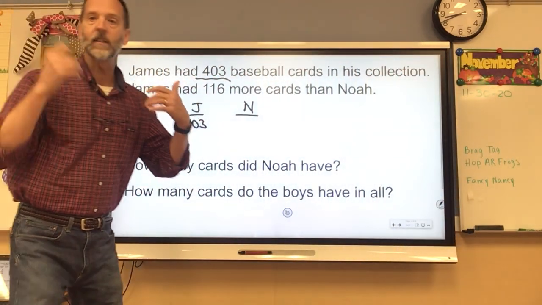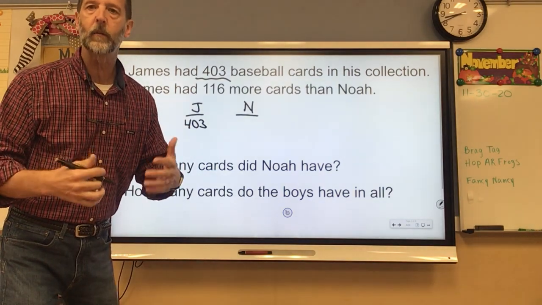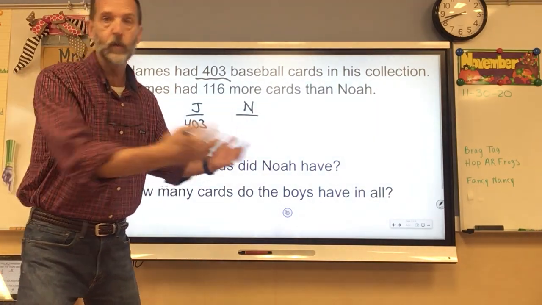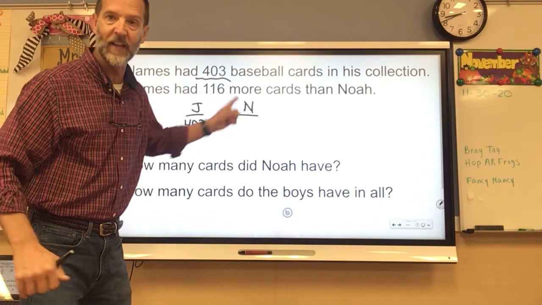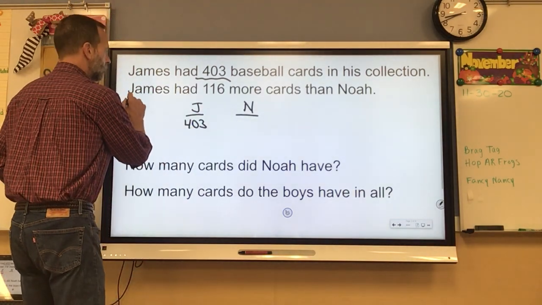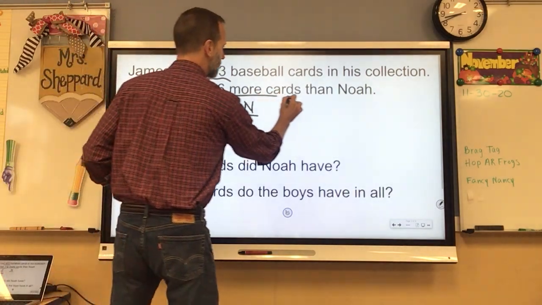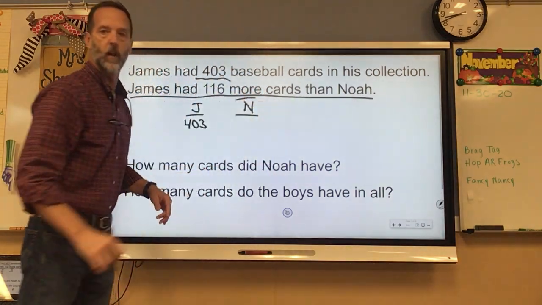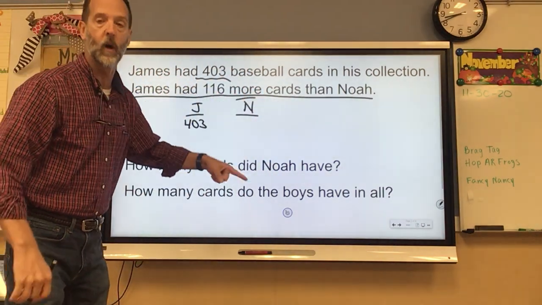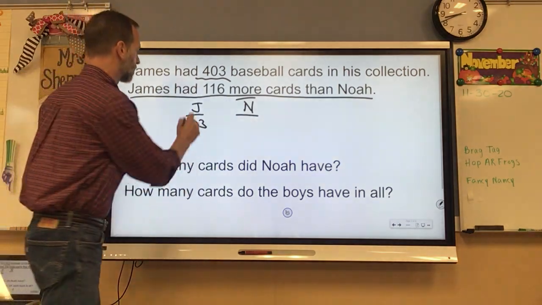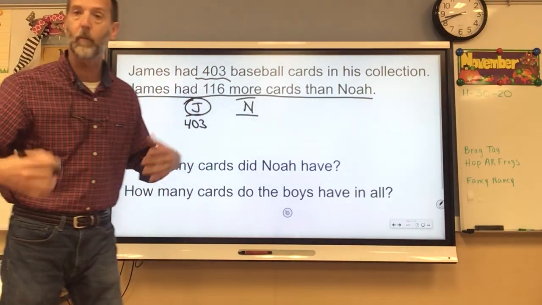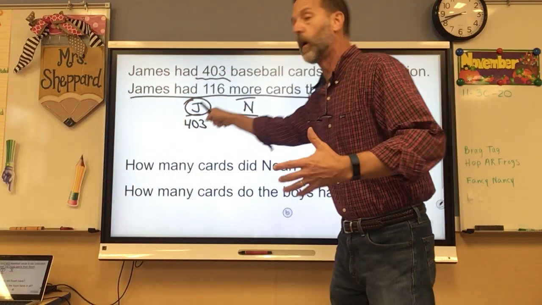Now the next sentence is really important because the next sentence is going to tell me what the big number is. Who's the big number? James or Noah? It's going to be in the next sentence. Here it is. James had 116 more cards than Noah. James has more than Noah. So James is the big number. So I'm going to circle that J because James is the big number. I know the big number.